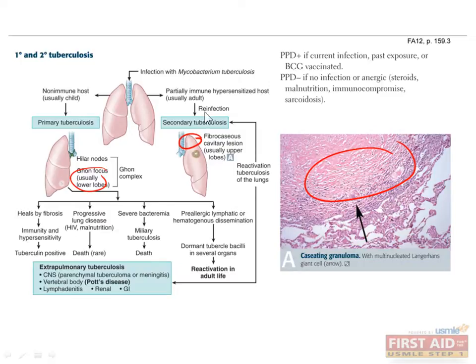Symptoms of secondary TB can include fever, night sweats, weight loss, and hemoptysis. Reactivation of TB can also affect organs other than the lungs, such as the kidneys, gastrointestinal tract, lymphoreticular system, the CNS, or vertebra. TB affecting the CNS is known as parenchymal tuberculoma or meningitis, while TB affecting the vertebra is known as Pott's disease and can lead to compression fractures.